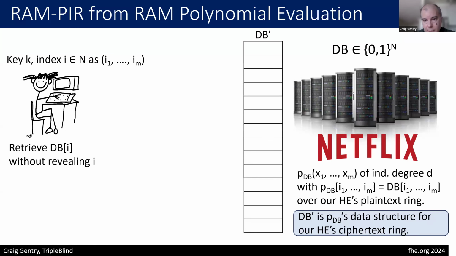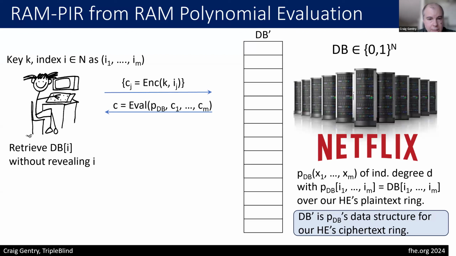All right, so that's the DB prime. That's the post-processing of the database. What's Alice going to do? She's just going to encrypt the segments of her index. And what would you expect in the FHE scheme to happen here? Well, the server is just going to evaluate this database polynomial at the ciphertexts. The final ciphertext should encrypt db[i], right? That's just the way the polynomial is defined.